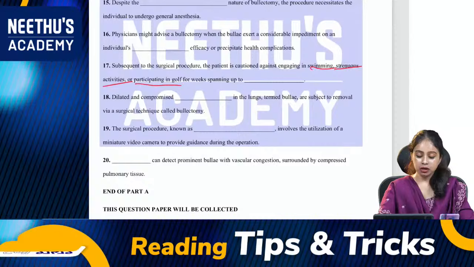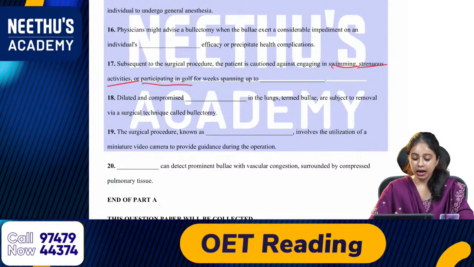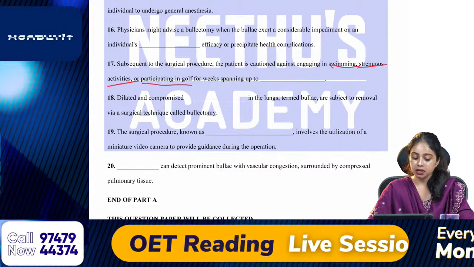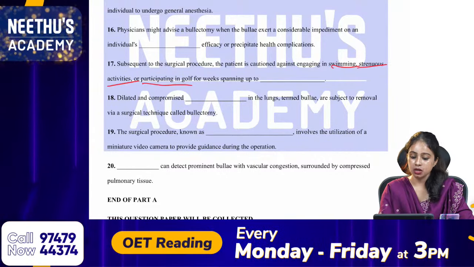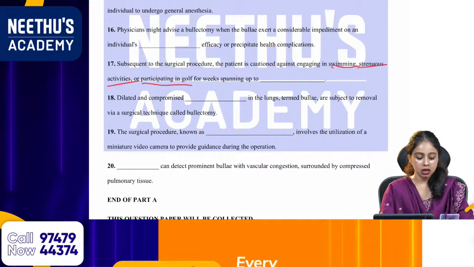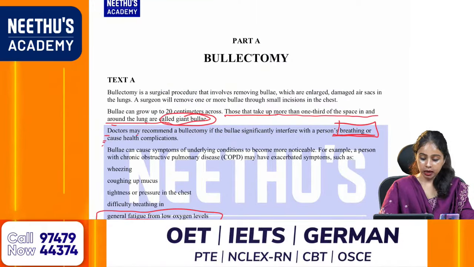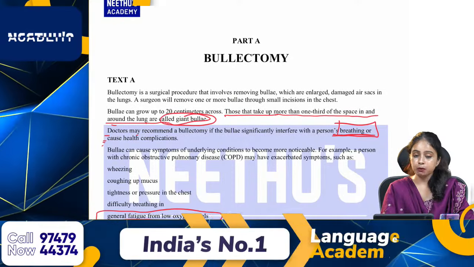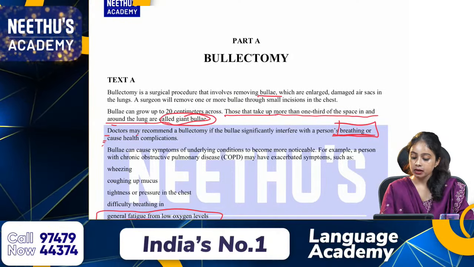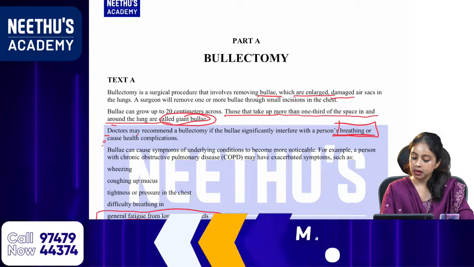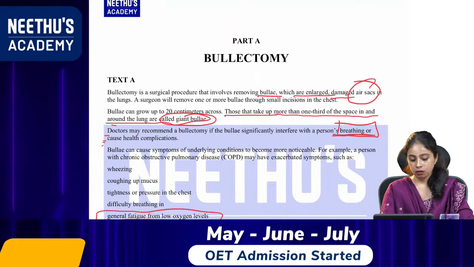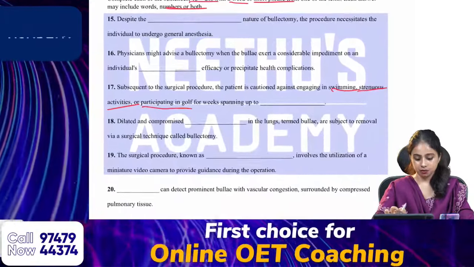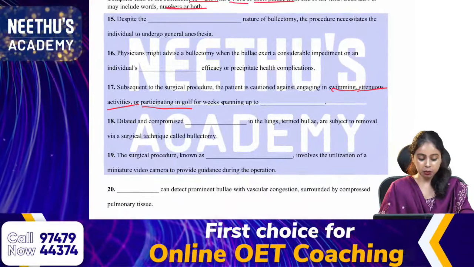Clear? So 18th one: dilated and compromised dash in the lungs termed bullae are subject to removal via a surgical technique called bullectomy. So what is the answer for the 18th question? It's all about text A. See the first sentence: bullectomy is a surgical procedure that involves removing bullae, which are enlarged, damaged air sacs in the lungs. So that answer is what? Air sacs. Okay, so what about the 19th one?